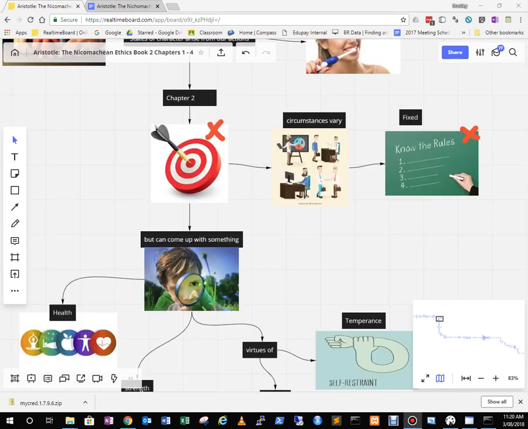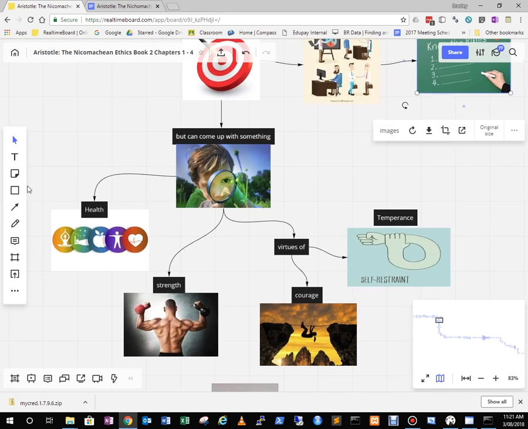Take a note. Now, Aristotle again cautions us and he says, look, it's about precision here. The circumstances through which we are expected to practice good habits, they vary, and they're not really easy to pinpoint. And therefore, because we don't have a few, we've got many different circumstances through which we're expected to perform good actions, it's very hard to come up with a fixed set of rules or prescribed morals that tell us how to be good. But he can come up with something.